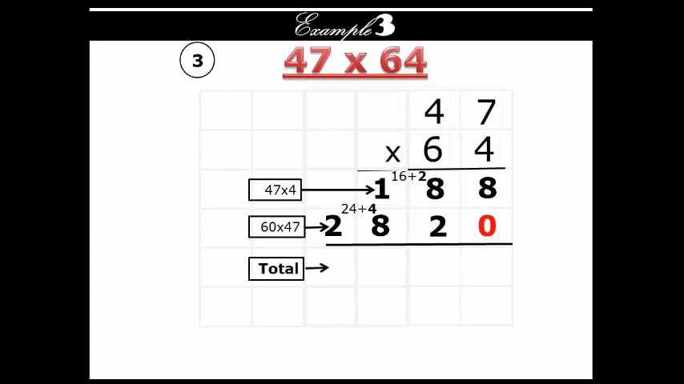Then 8 plus 0 is 8. 8 plus 2 is 10, remainder 1. 1 plus 1 is 2, and 2 plus 8 is 10, so 0. And then remainder 1, you add it to the 2, and you get 3. So your answer is 3008.